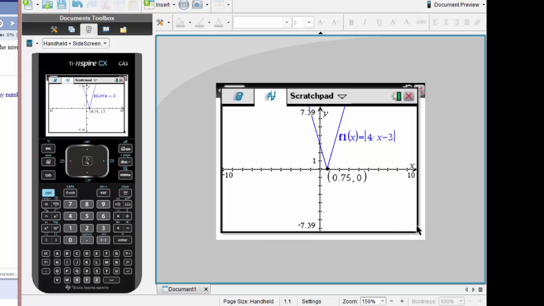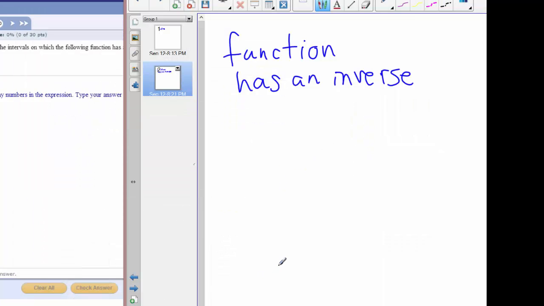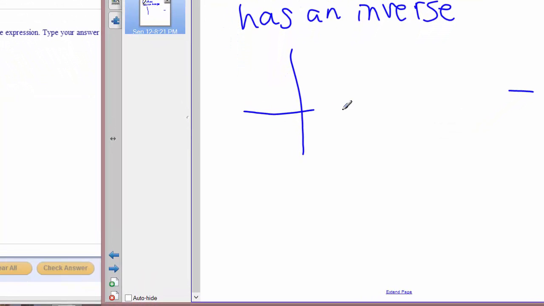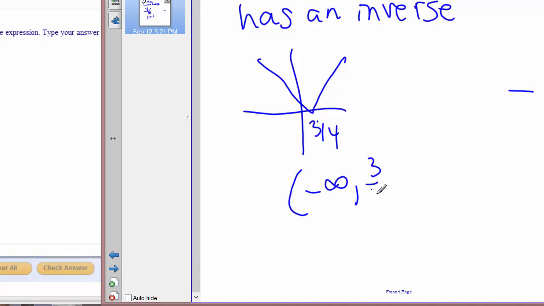So if we split this graph at x equals 3/4, we will split it into 2 halves of the V, each being 1 to 1. So it passes the horizontal line test and has an inverse. So we can cut this off at x equals 3/4. That means it has an inverse on 2 separate intervals, negative infinity to 3/4, including 3/4, and 3/4 to infinity. So let's enter those in.